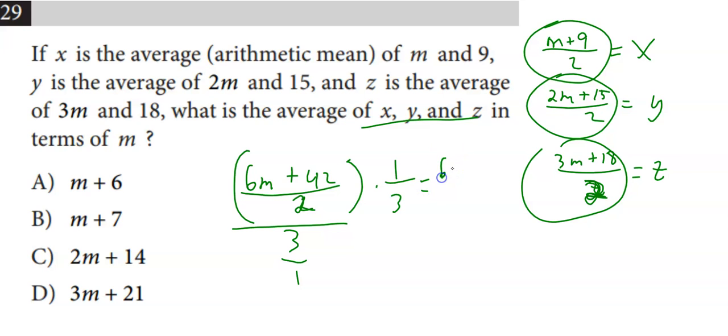So I get 6m. Well, let's simplify that. Do you see a GCF there in the numerator? So it'd be 6 times m plus 7 over 6. And the 6's cancel. Wow, you get m plus 7. Isn't that so nice? M plus 7 is our answer. You could have plugged in numbers as another way of going. You can actually just choose a value for m, and then find those averages and see which answer matches. That's another way of doing it.